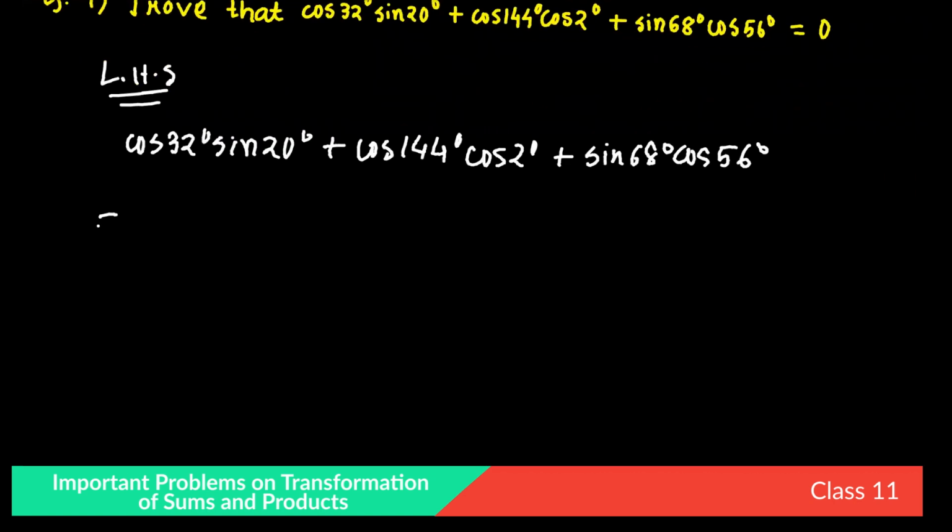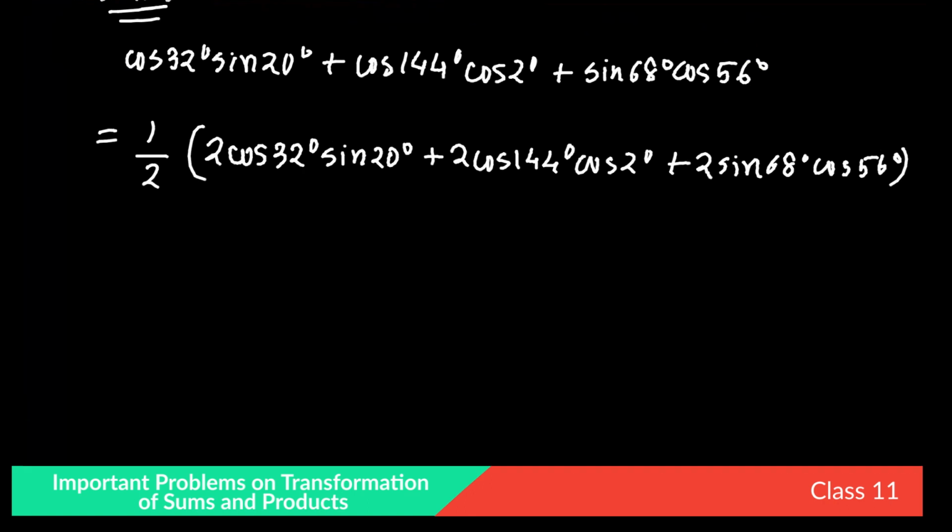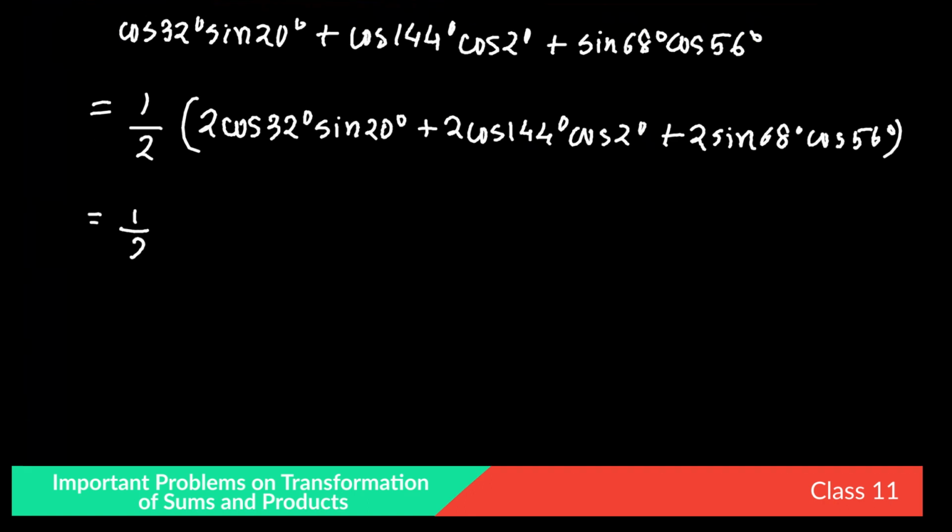Okay, so what will I do here? We will just multiply and divide each term by 2, so we will get half outside. It is half of 2 cos 32 degree sine 20 plus 2 cos 144 degree cos 2 degree plus 2 sine 68 degree cos 56 degree. So we have multiplied and divided each term by 2, so it is half outside.